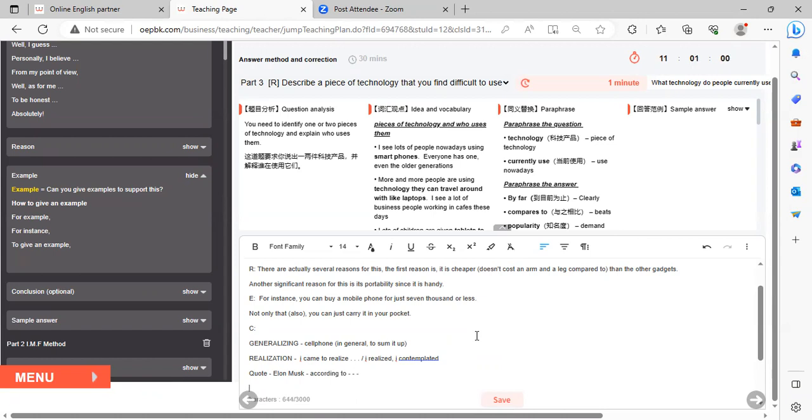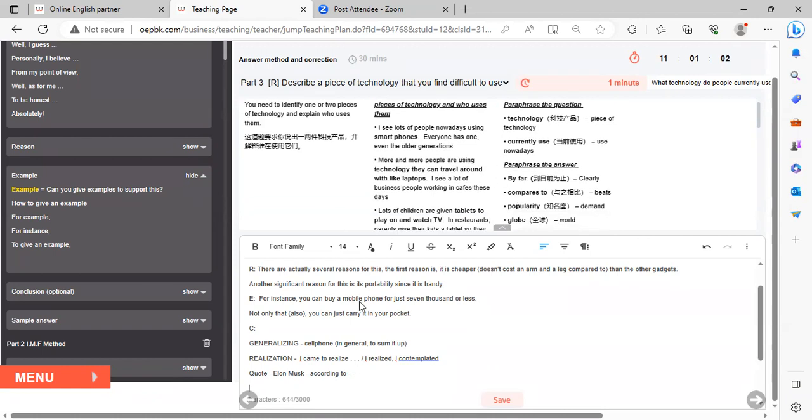Aside from generalizing, realization, and quoting somebody, you can also motivate in your ending or conclusion. For example, therefore, we must make use of technology, blah blah blah. Do you get what I mean? So you can choose any way or method of concluding. I'd like you to choose one.